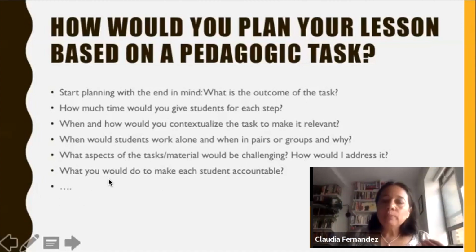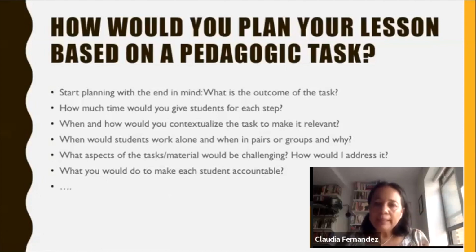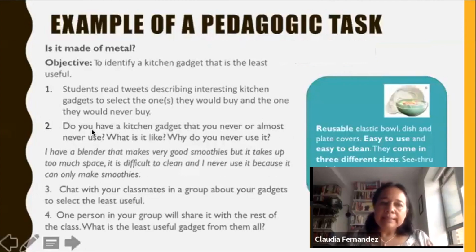What would you do to make students accountable? This is so important for engagement, right? You make each and every student accountable. Someone has to play a role in the whole thing, you know. If you see here, right, I said, well, you are prepared. Prepare yourself here, number 2, because in number 3, you're going to be saying something, you know.